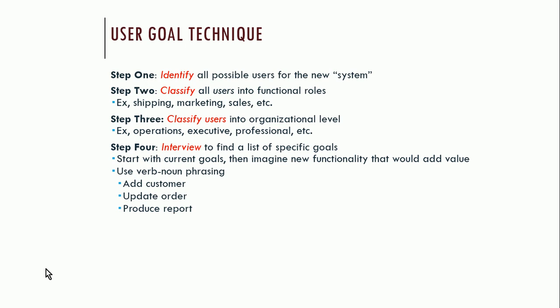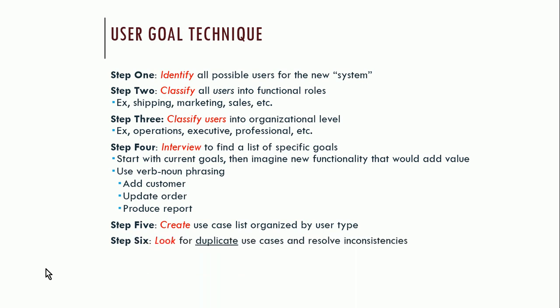Then we interview to find a list of specific goals. And hopefully we've already done this in the requirements gathering phase, and a lot of this does work hand in hand with that phase. But we're going to try to capture any verb-noun phrasing that people are using as they're describing what they do and how their workflows work. We're looking for that phrasing to help us identify what they expect to do with a system.